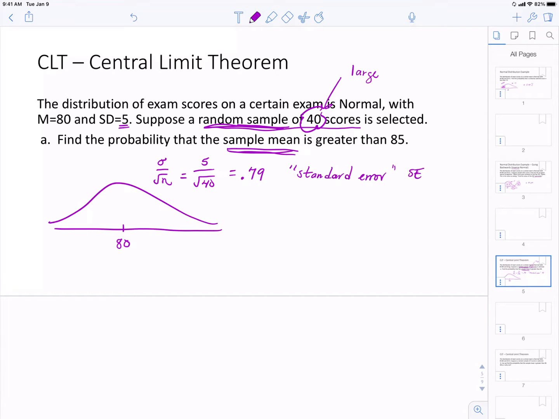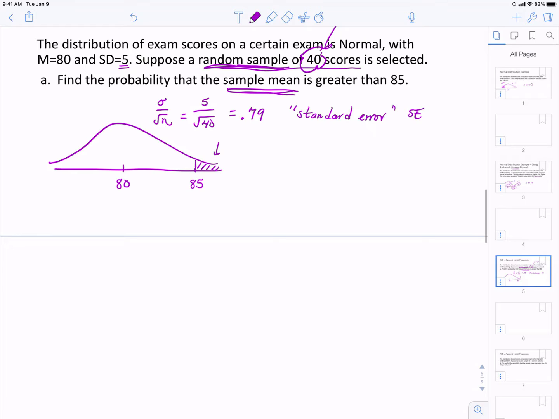All right, so let me go ahead and draw what we're looking for now. We want the probability that the mean of the sample that we just drew is going to be greater than 85. So we're looking for this area here. One of the things I might notice, and it's okay if you don't notice this in advance, is if I were to draw this picture to scale, here's 80. Remember that one hop over would be 80 plus 0.79. So this should be 80.79.